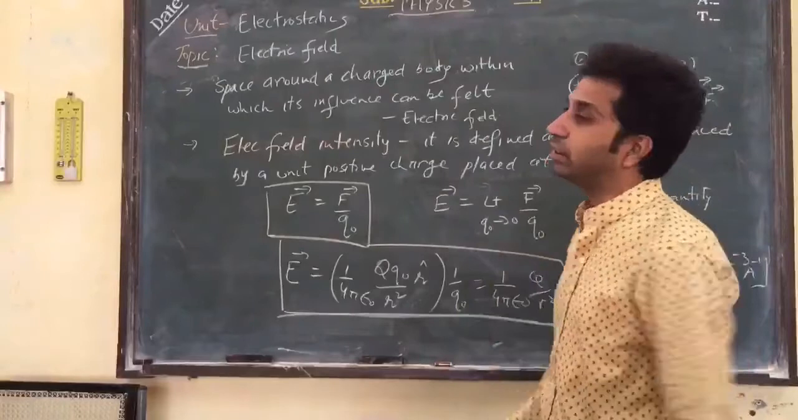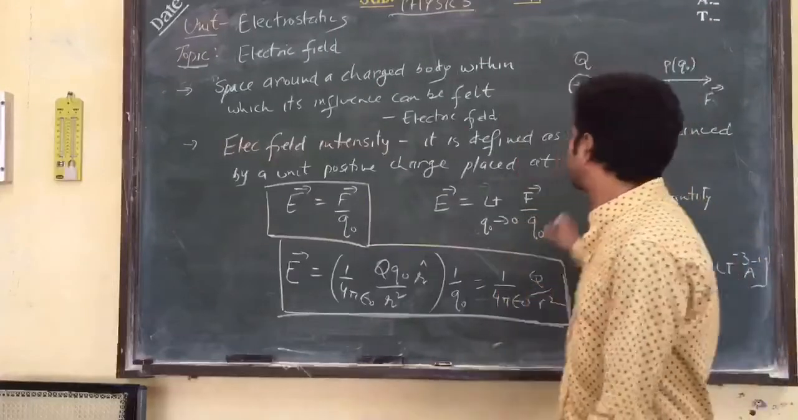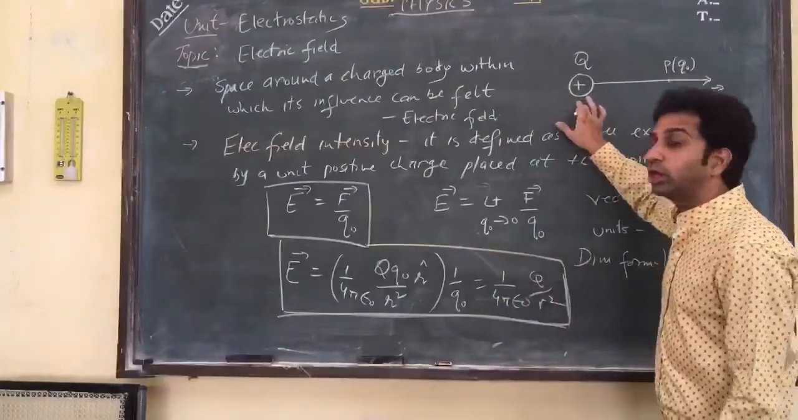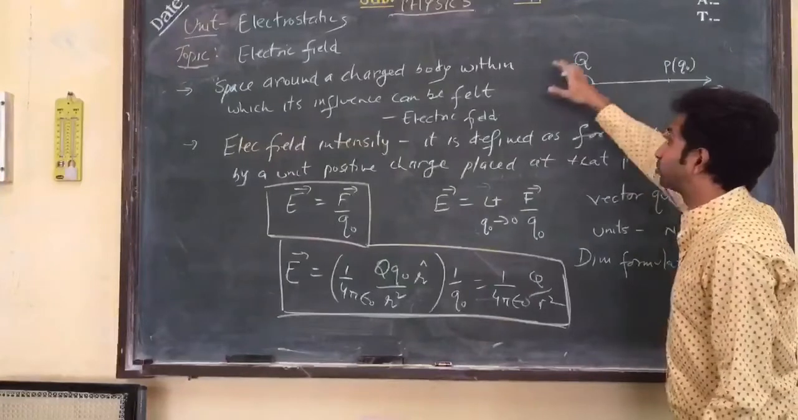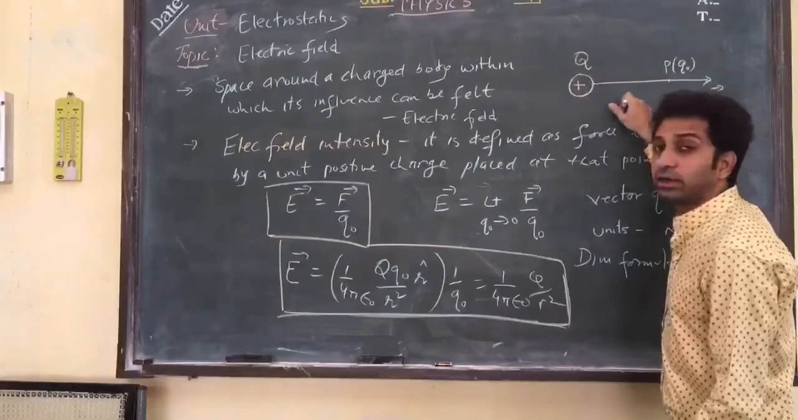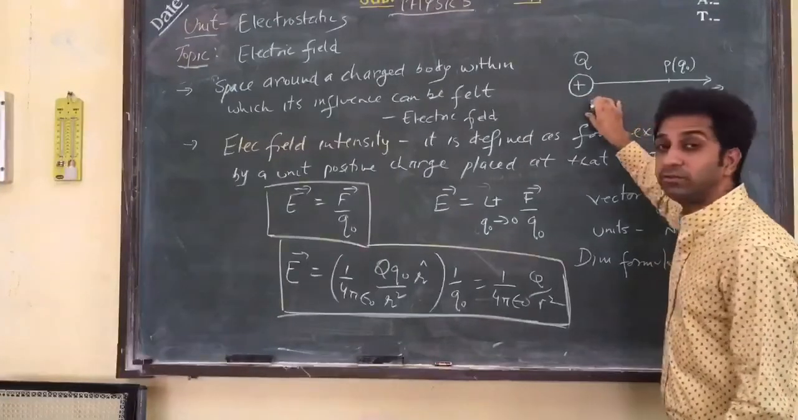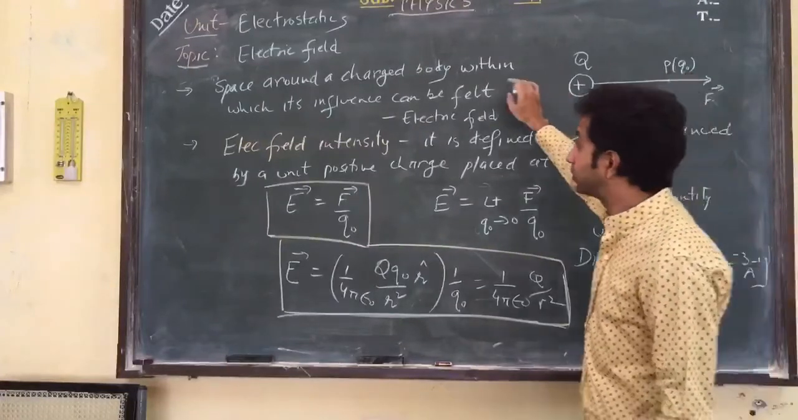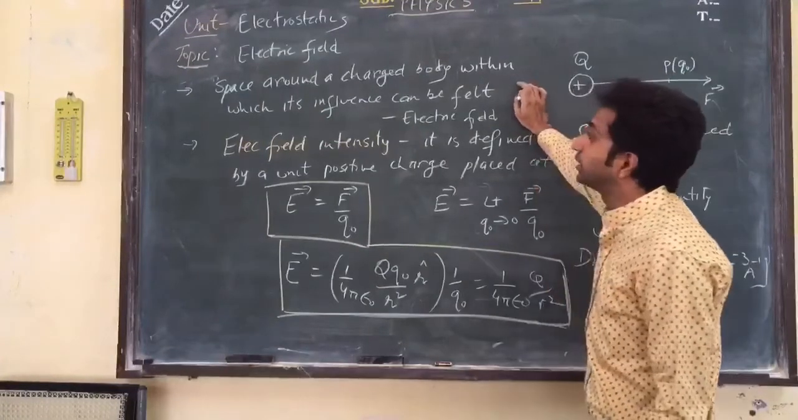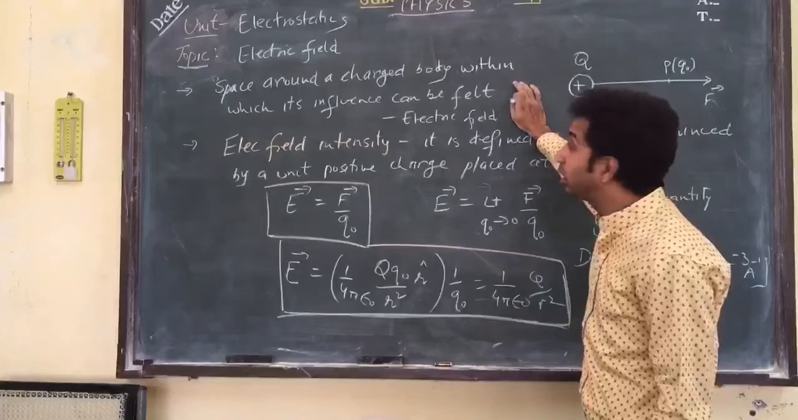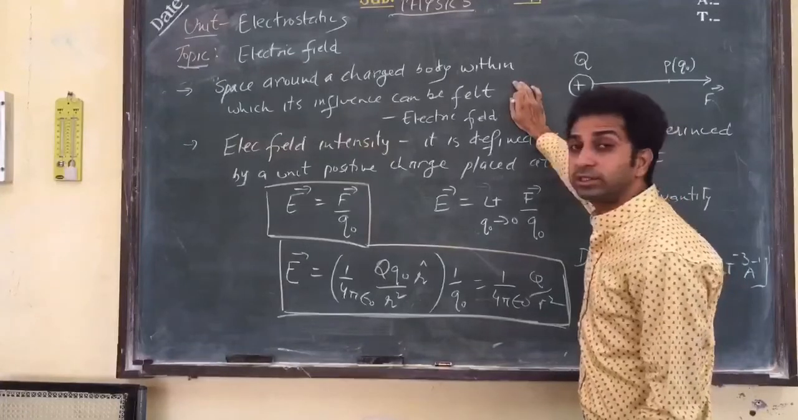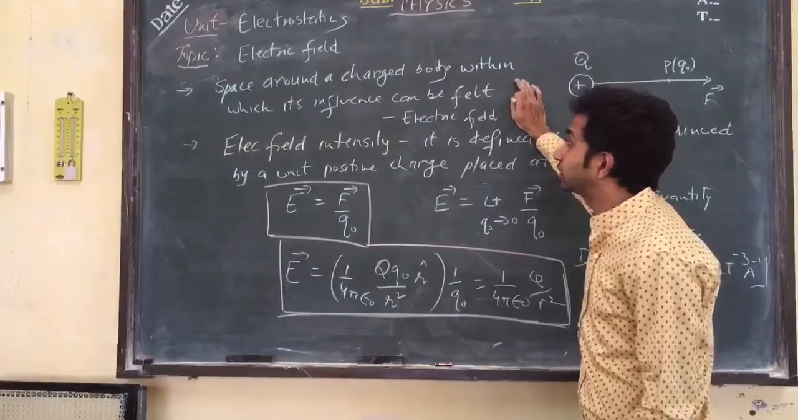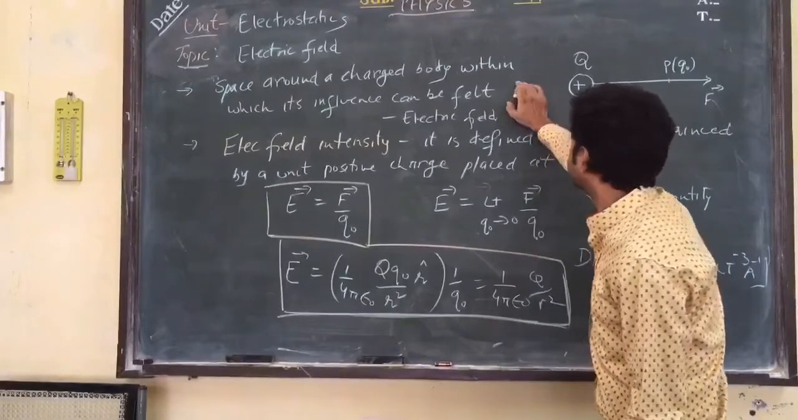So for electric field, we have some charge, say Q. There is some space around this charged body in which its electrical effects can be felt. This is the definition I have given for the electric field: it is a space around the charged body within which its influence can be felt. This is called an electric field, right?